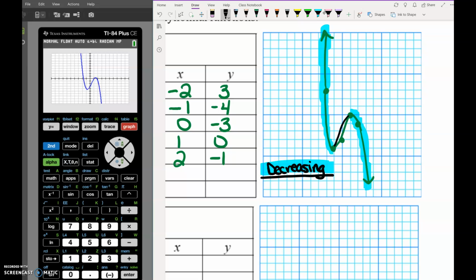This graph is increasing. It's increasing in that little chunk right there. So over here, I'm going to write increasing.